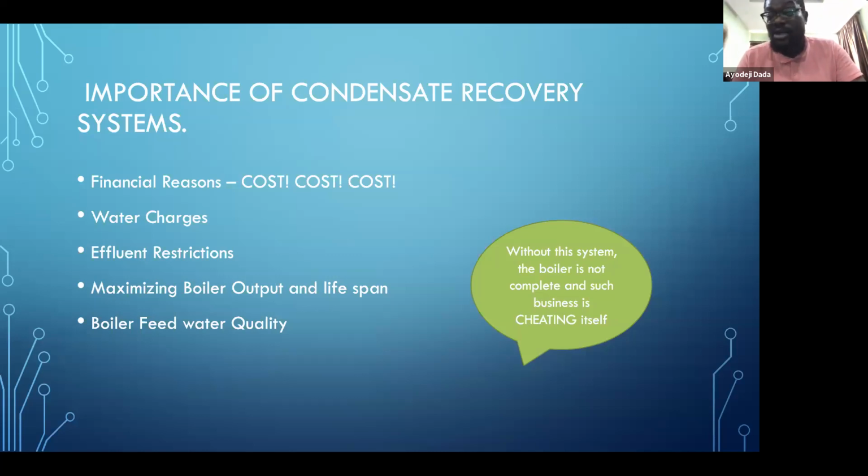Like I put in the call out there, without this system, the boiler system is not complete. And such a business is cheating itself. It's like you are just pushing your money down the drain.